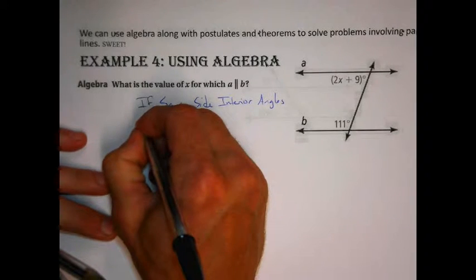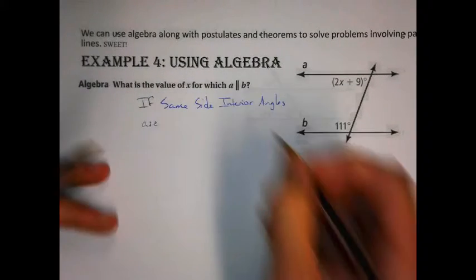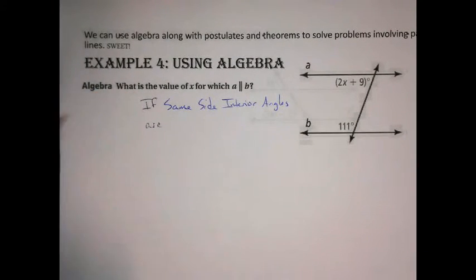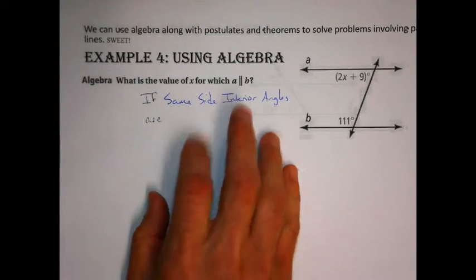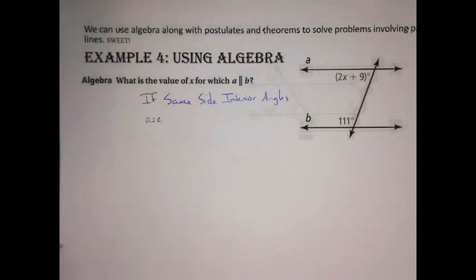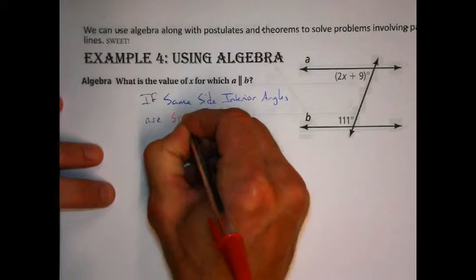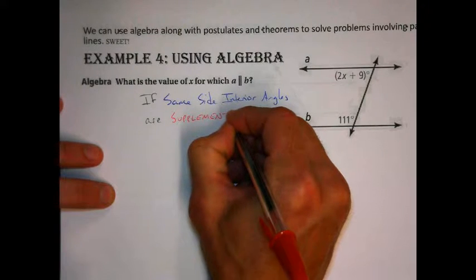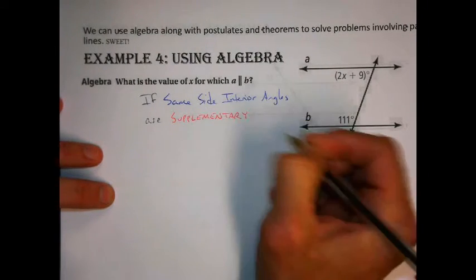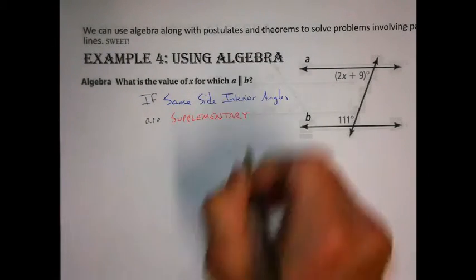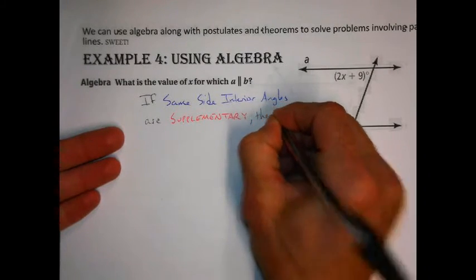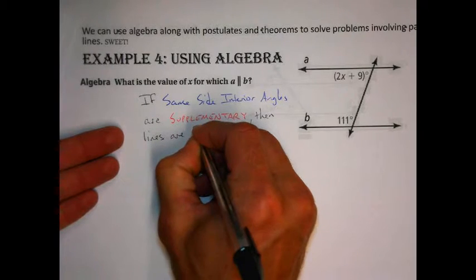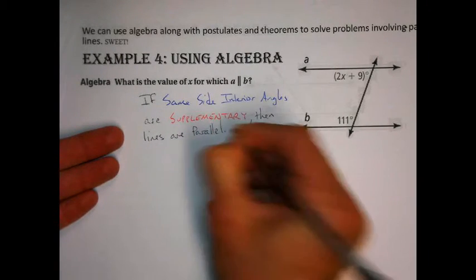Same side interior angles are what, right? What's the word? If same side, we're dealing with same side interior angles. If same side interior angles are supplementary, make sure you know that, right? Same from the last lesson as well. If same side interior angles are supplementary, then guess what? Then lines are parallel, okay? Lines are parallel. You got to know that, okay?